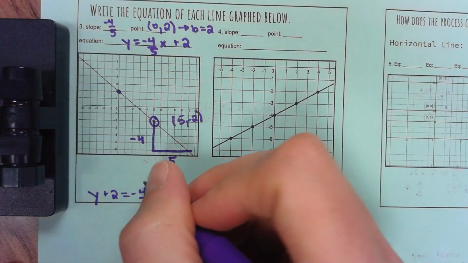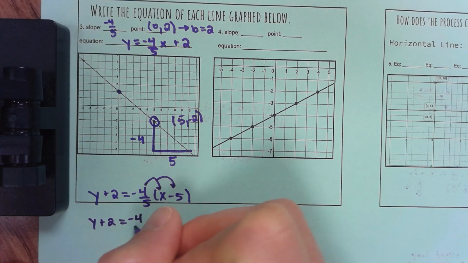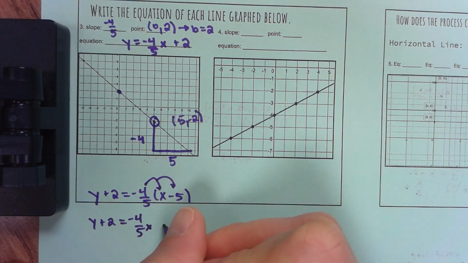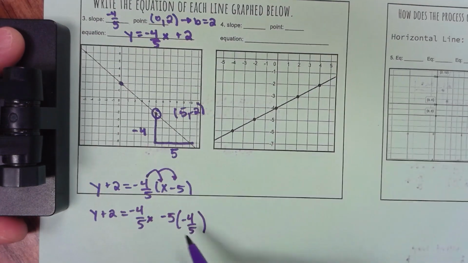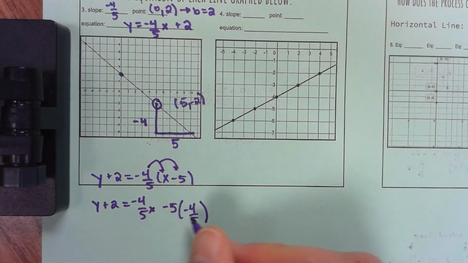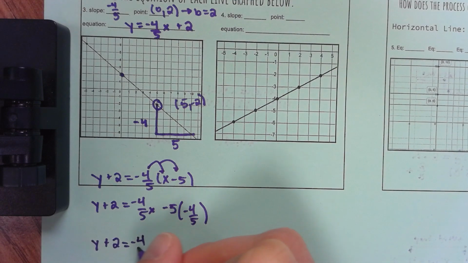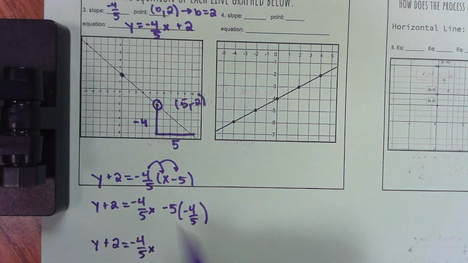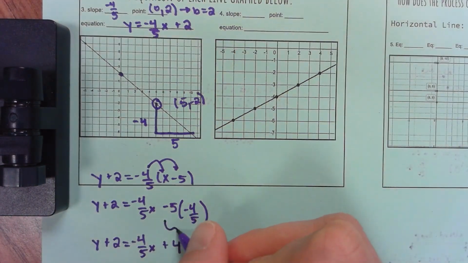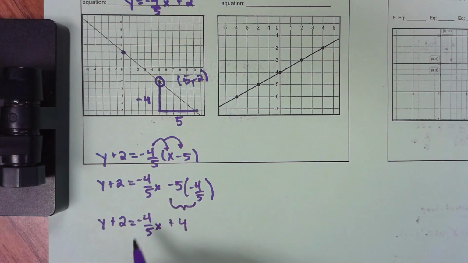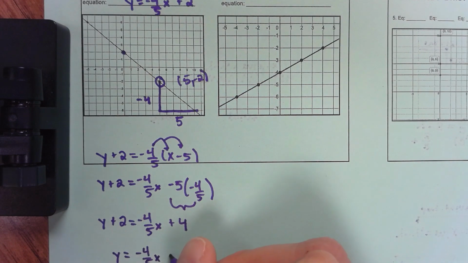If I distribute this slope, that makes this y plus 2 equals negative 4/5 x, and then negative 5 times negative 4/5. Well, this multiplication, and you can check that with the calculator, is going to end up being a positive 4. So that'd be y plus 2 equals negative 4/5 x, negative 5's cancel, so plus 4. So that's just me multiplying that fraction. And if I then subtract 2 here, I get y equals negative 4/5 x plus 2.